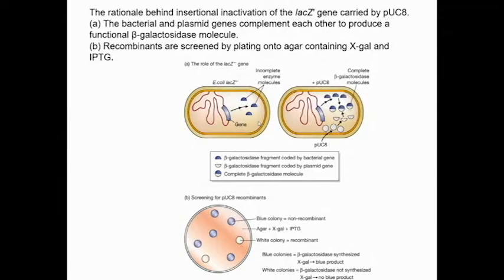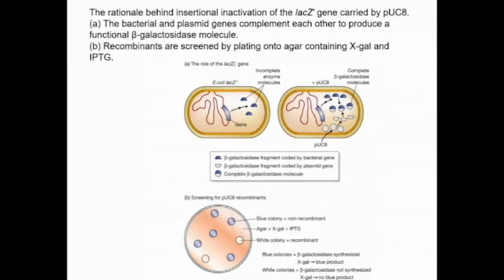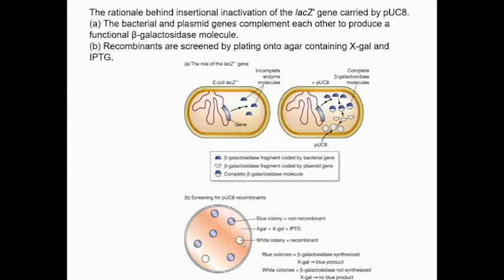The difference is that when the lacZ gene is expressed in the presence of X-gal, it gives you the blue color. If it's a recombinant plasmid, the lacZ gene will not be able to produce beta-galactosidase, and they will give you the white color.